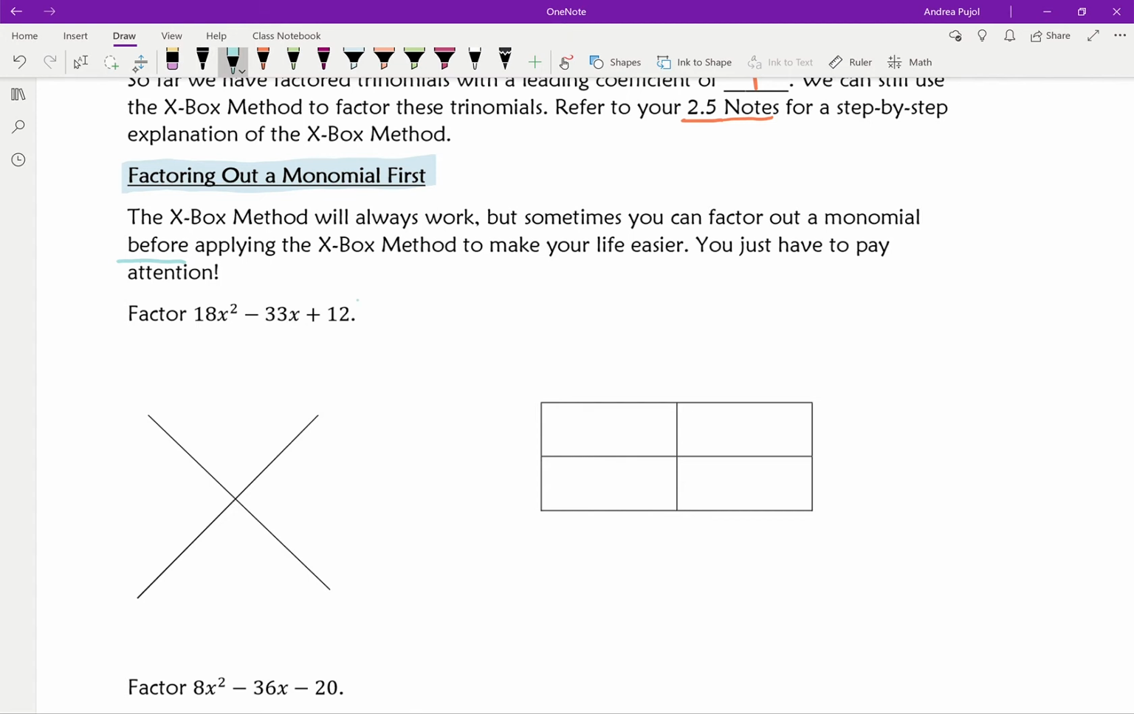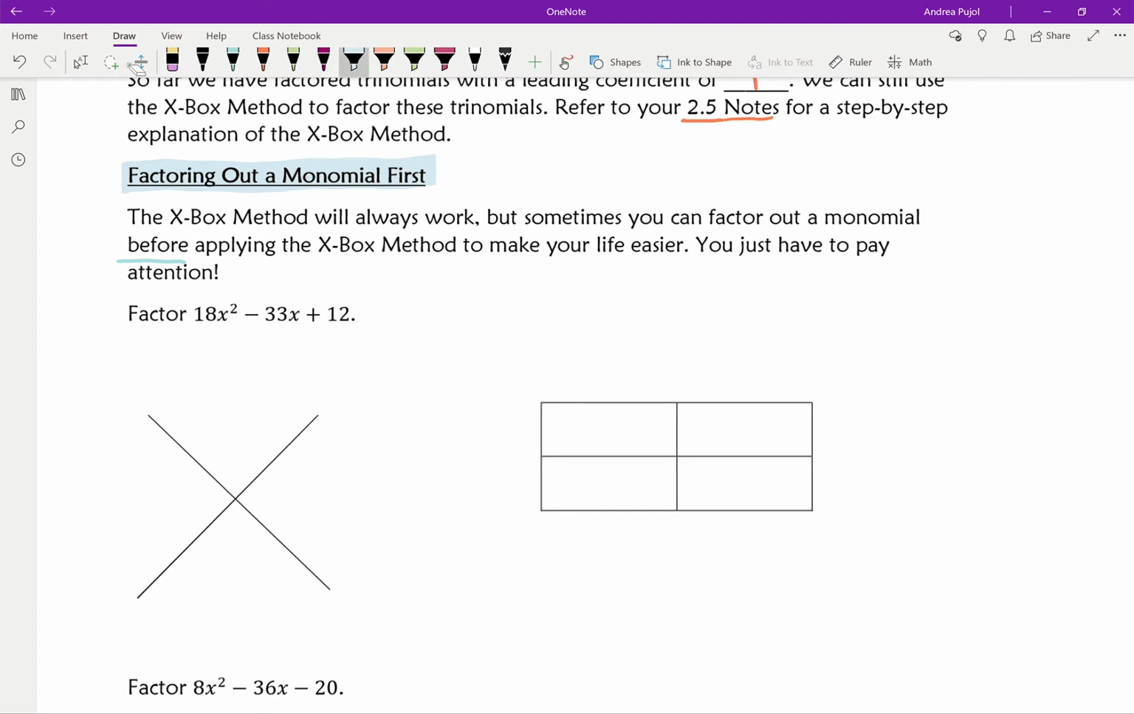So for example, in this first problem, if I want to factor this, the Xbox method tells us that in the numerator we're going to put a times c, and in the denominator we're going to put b. But a times c is going to be a pretty big number, 18 times 12, and then b is going to be negative 33. So I'm probably not going to want to think of two numbers that multiply to give me 18 times 12 and add to give me negative 33. It might take a long time. So instead, I'm going to think, okay, can I factor out a monomial or greatest common factor first?